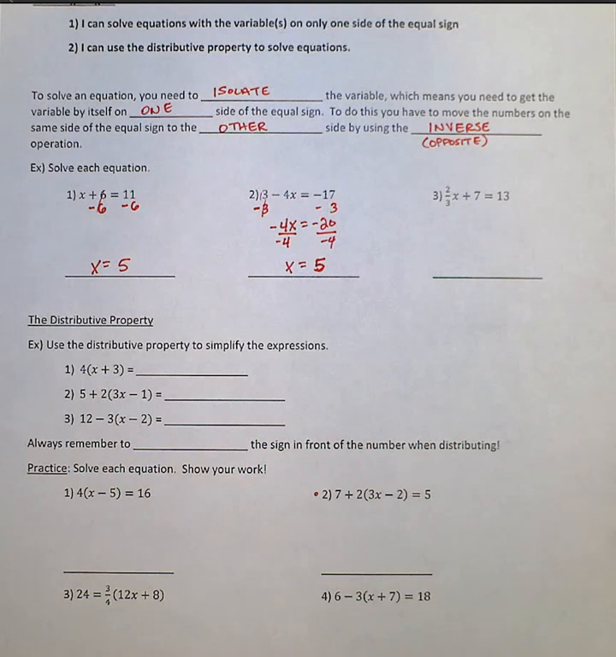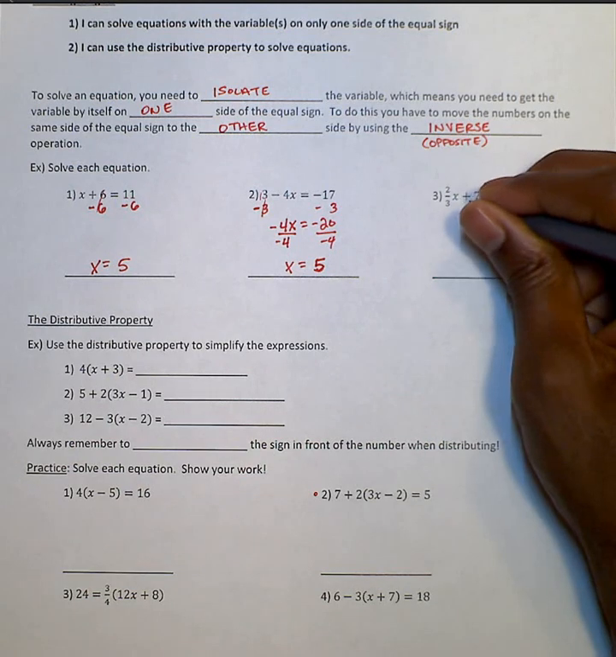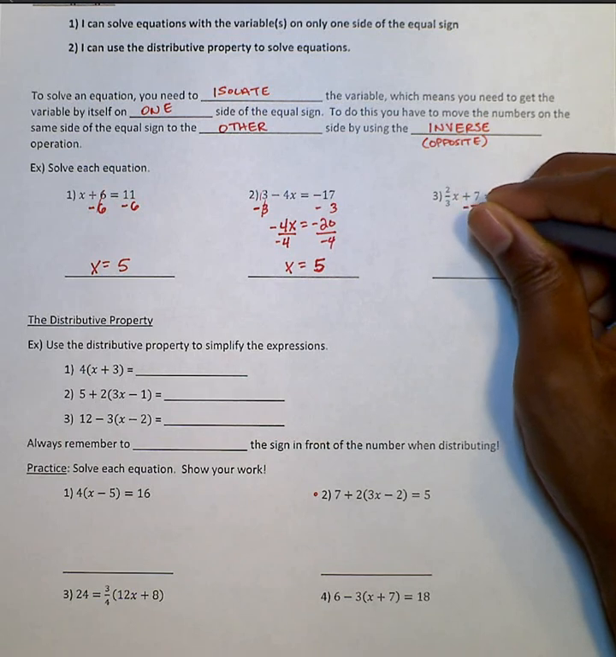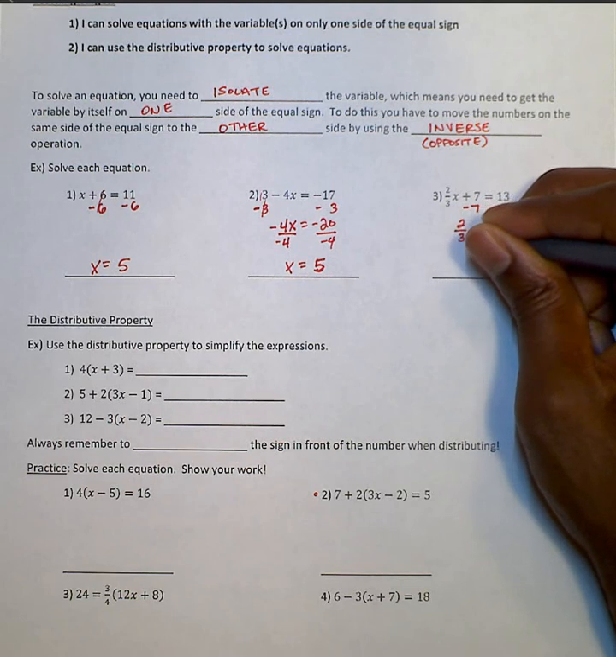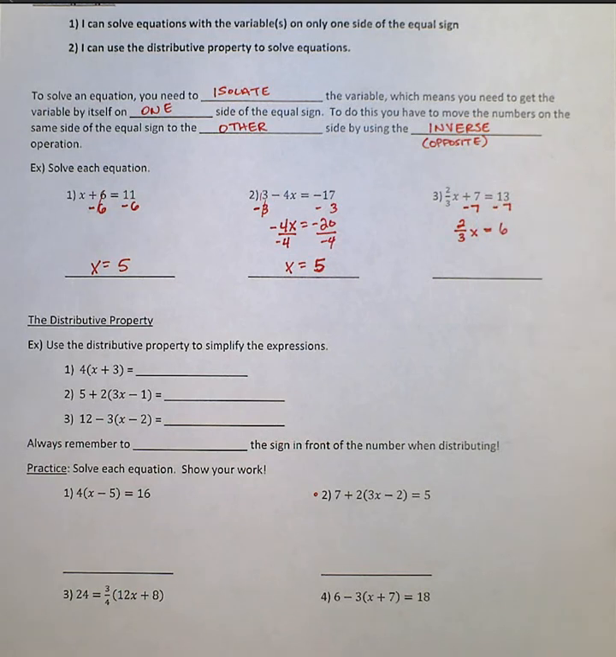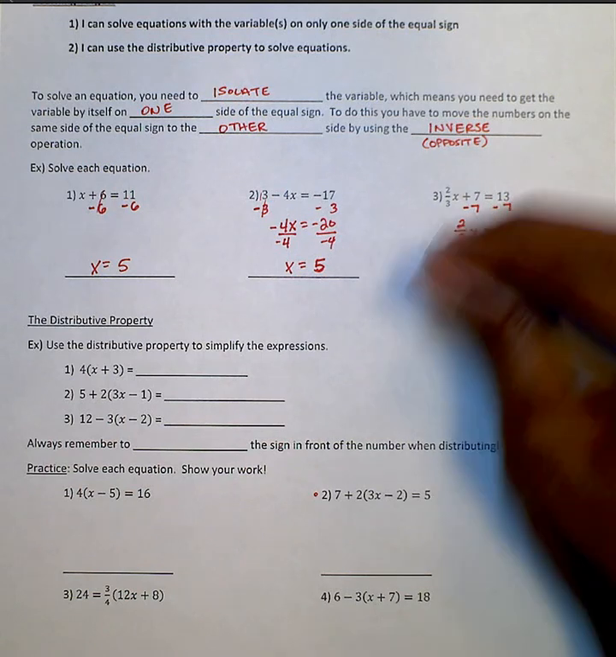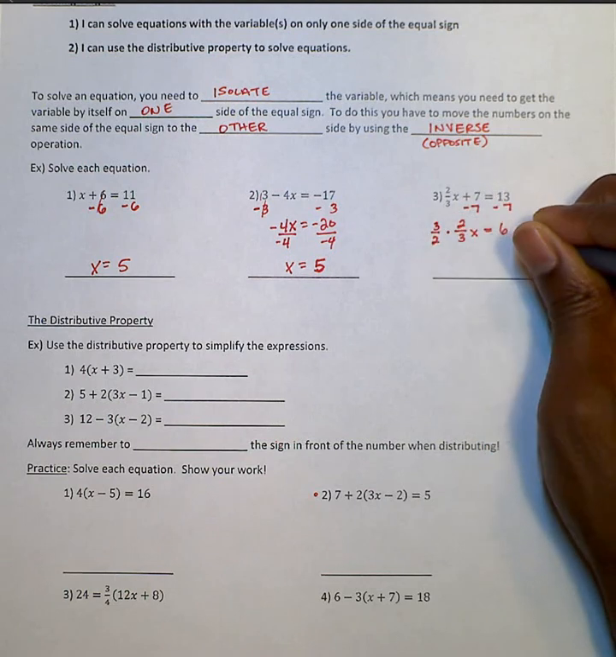Okay, number 3. I'm trying to find x. 2/3 x plus 7 equals 13. So in this case, we're going to work with the addition and subtraction first. I'm going to subtract 7 from both sides. And when I do that, I get 2/3 x equals 6. And to get x all the way by itself, I need to divide by 2/3, because 2/3 is now multiplying x. So to divide by a fraction, remember, means that we're going to multiply by its reciprocal. So I'm going to multiply both sides by 3/2.